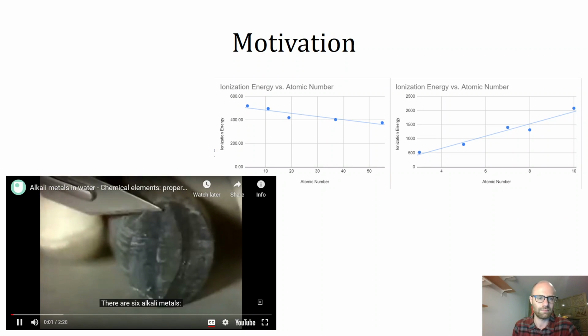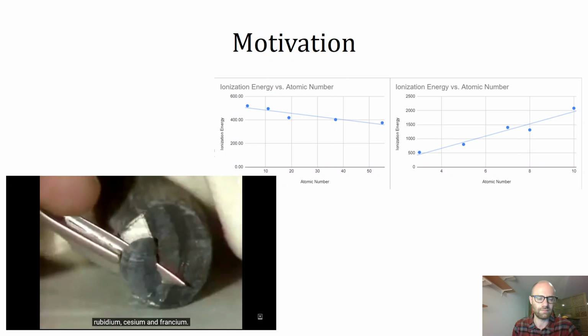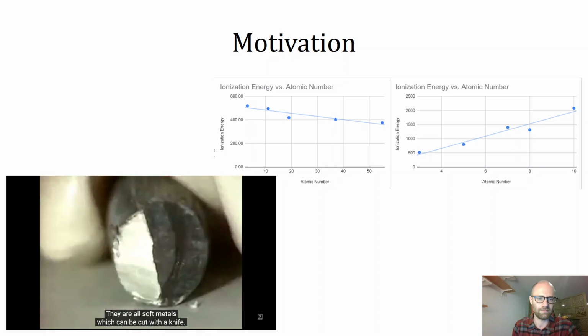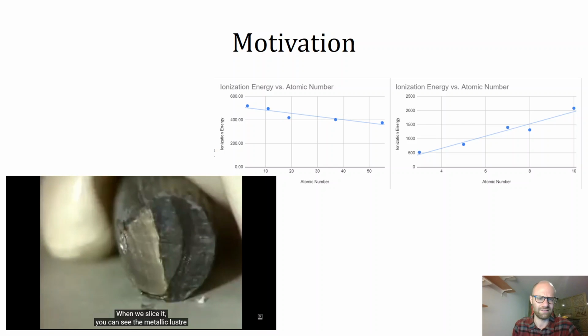There are 6 alkali metals: lithium, sodium, potassium, rubidium, cesium, and francium. They're all soft metals which can be cut with a knife. In air, the elements quickly become coated with compounds that form on the metal's surface. Here, for example, is lithium. When we slice it, you can see the metallic luster, but the black coating quickly reappears.